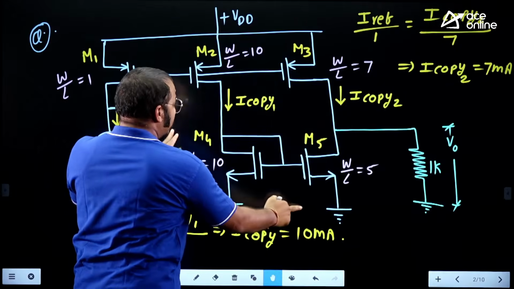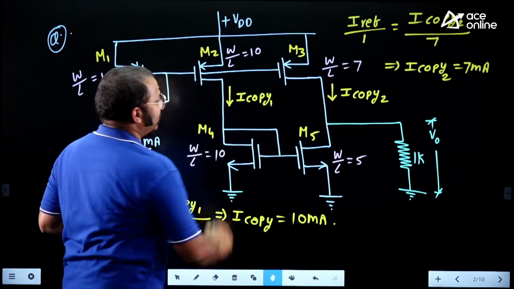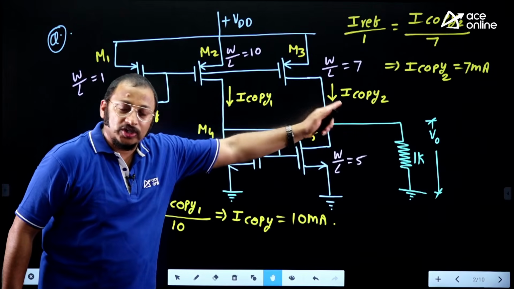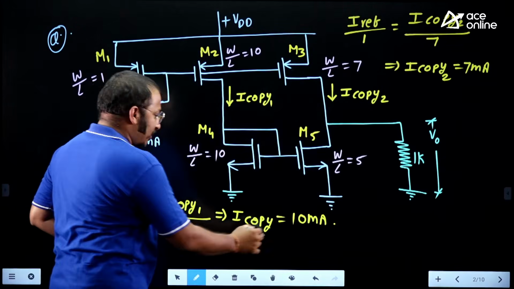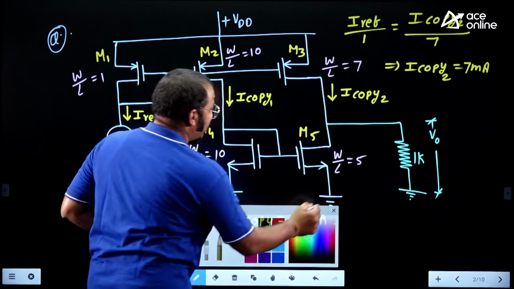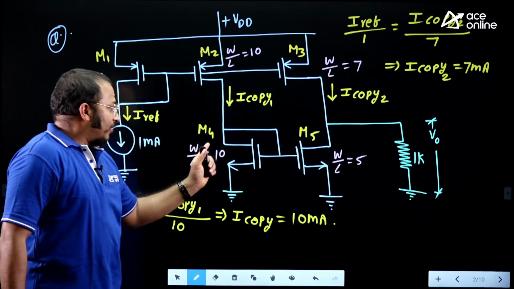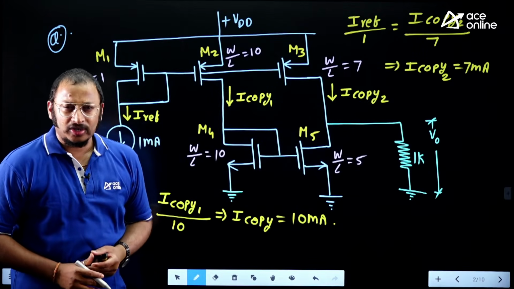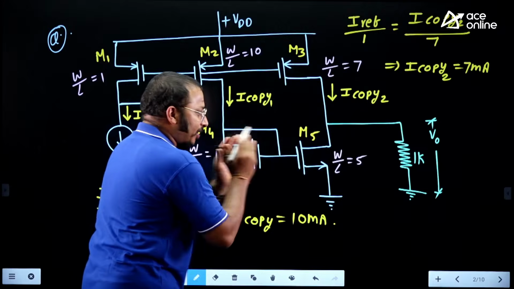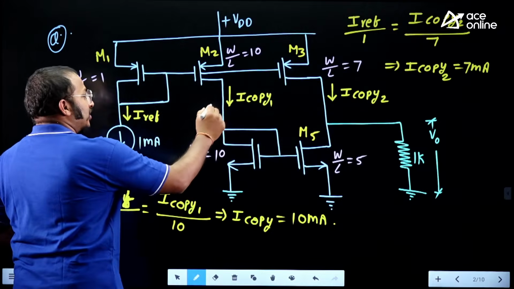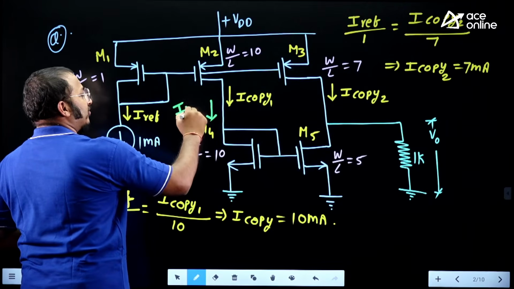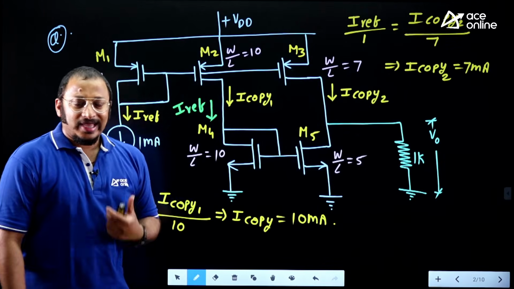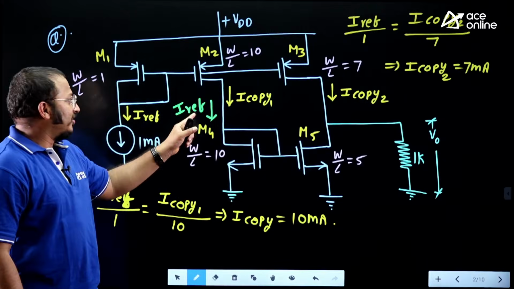This is very interesting. I believe you're able to understand this. So I copy 1 as well as I copy 2. Now, in a similar way, M4, M5 itself are again acting as a current mirror, true or not? So from the M4, M5 point of view, now this is acting like our reference current for the NMOS current mirror circuit. This is acting like a reference current.